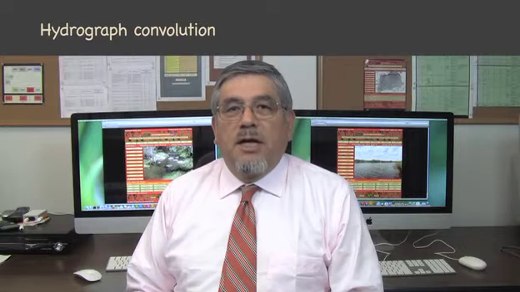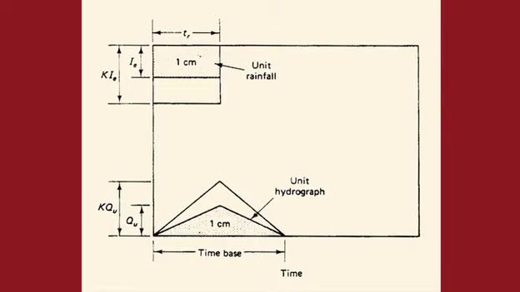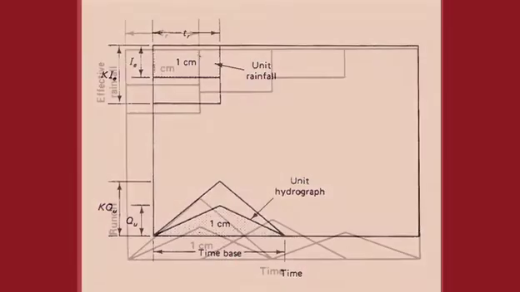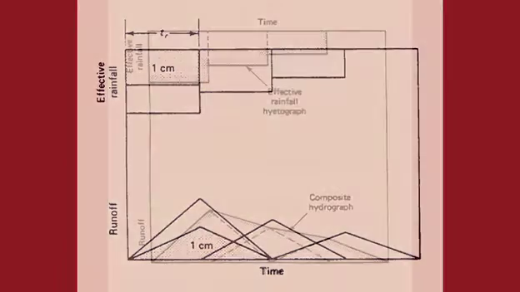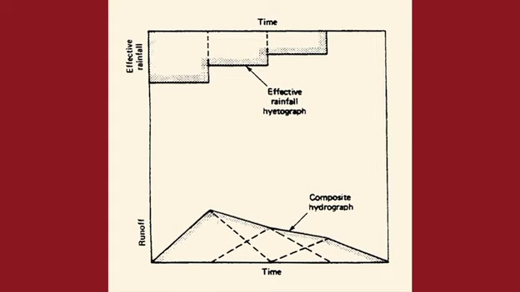The procedure to calculate a composite or flood hydrograph based on a unit hydrograph and an effective storm hydrograph is referred to as hydrograph convolution. This technique is based on the principles of linearity and superposition. Appropriate multiples of the unit hydrograph are lagged and added to calculate the storm hydrograph corresponding to the effective storm hydrograph.